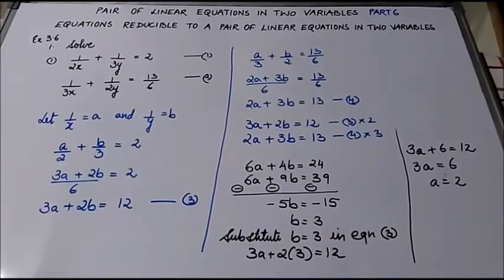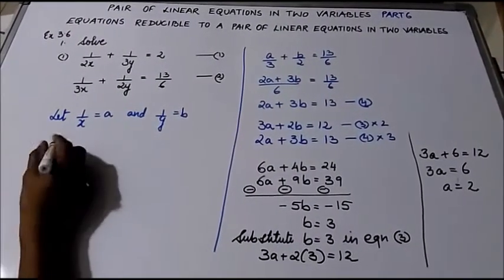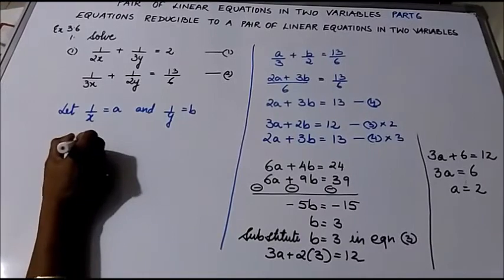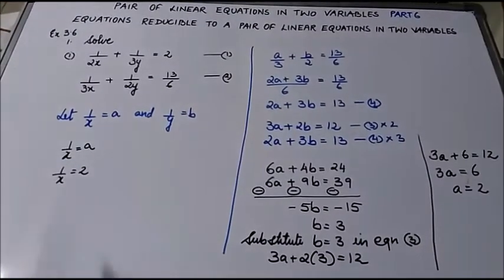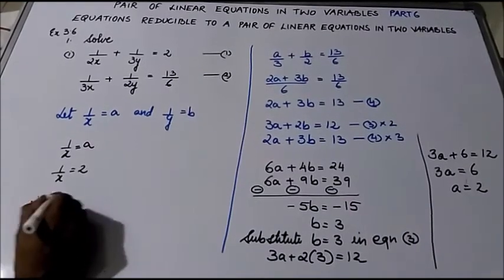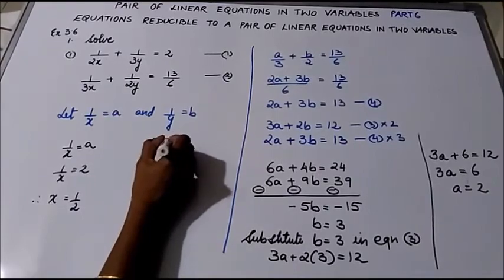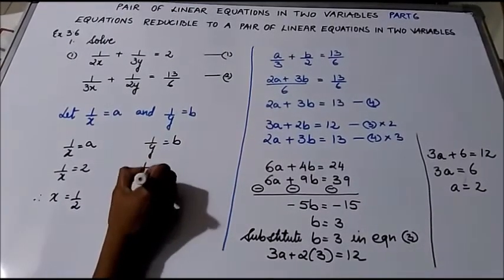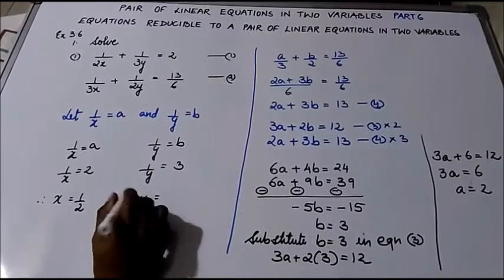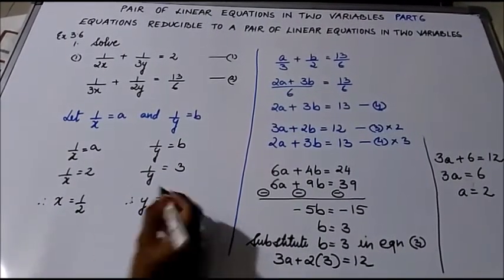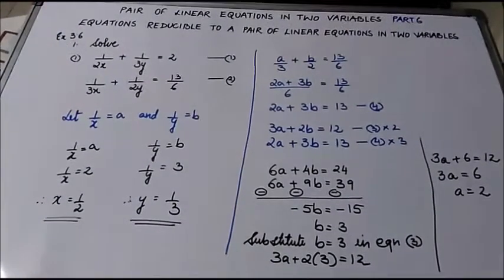But we have to find what is x and y. So now it is given to us here 1 by x equal to a, that is 1 by x equal to 2. Therefore x equal to 1 by 2. Same way it is given to us here 1 by y is equal to b. 1 by y is equal to 3. Therefore y is equal to 1 by 3. So the solution is x equal to 1 by 2 and y is equal to 1 by 3.